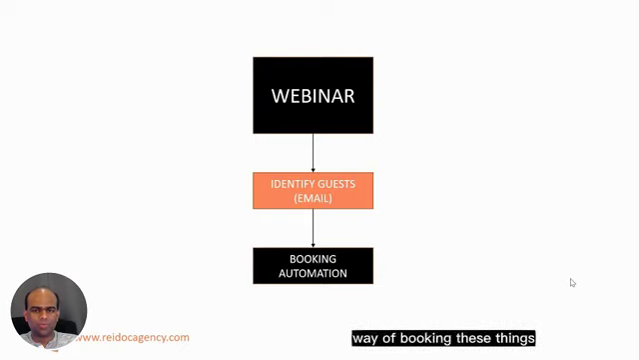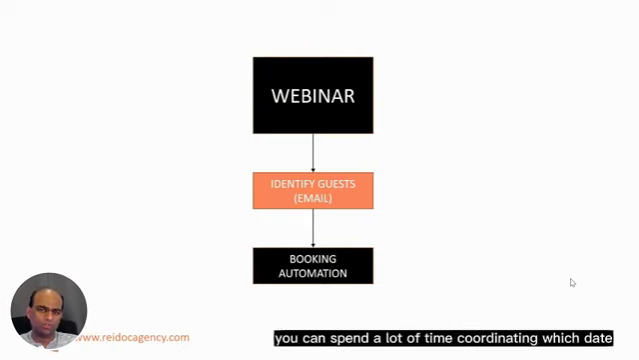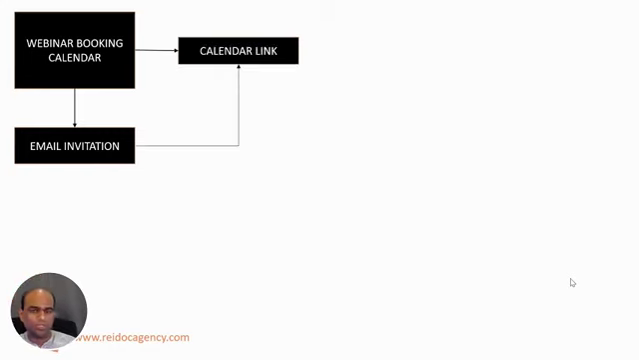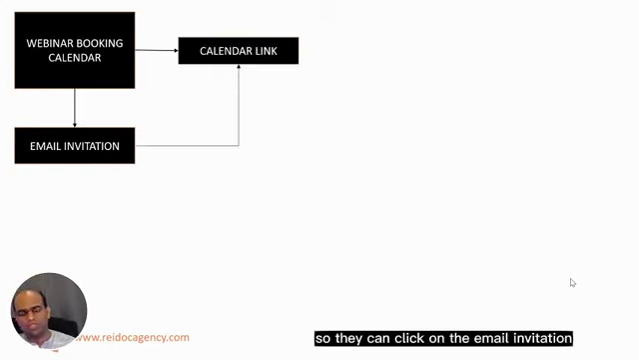And there should be an automated way of booking these things, because otherwise you can spend a lot of time coordinating which day, which guest is coming on, and sending them reminders, getting their titles, topic, their headshots, those kinds of things. So this is how we do it. Say we have a webinar booking calendar, and the first thing we do is we send an email invitation to the guest, right? So they can click on the email invitation and pick the date and time that works for them. Because if it is a regular recurring webinar, you already have a set date and time. Every 2 weeks it happens. So they can pick a date and time that works for them.